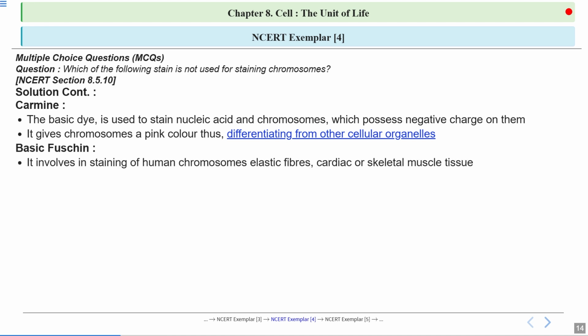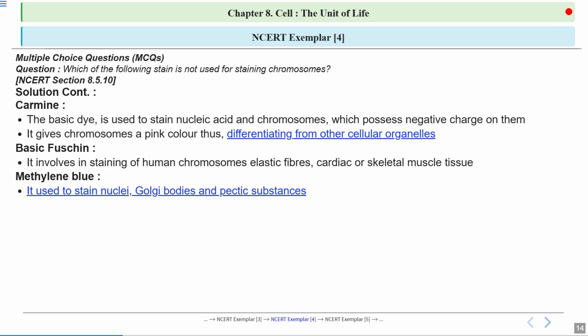Basic fuchsin is involved in staining of human chromosomes, elastic fibers, and cardiac or skeletal muscle tissue. Methylene blue is used to stain the nucleus, Golgi bodies and pectic substances.